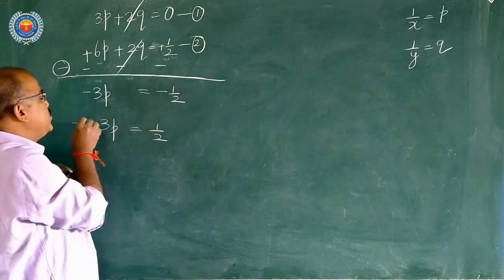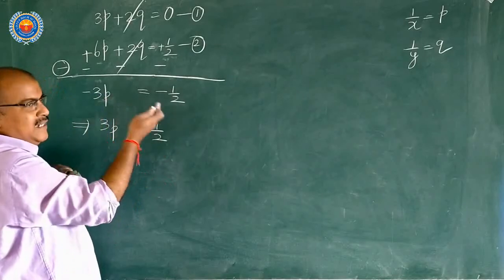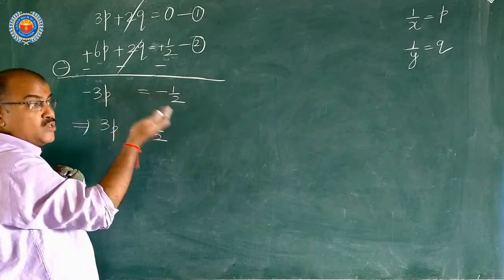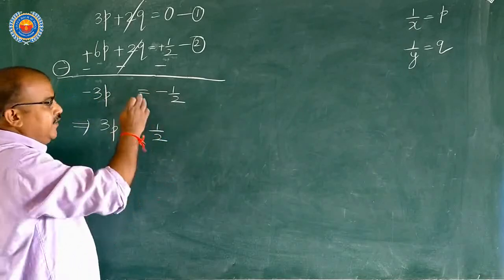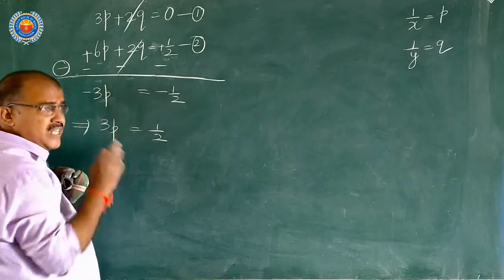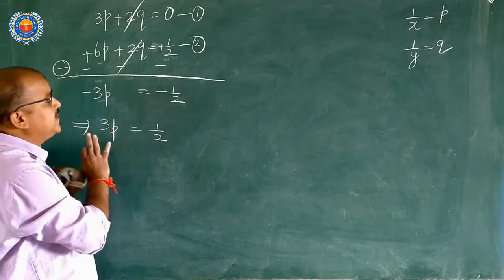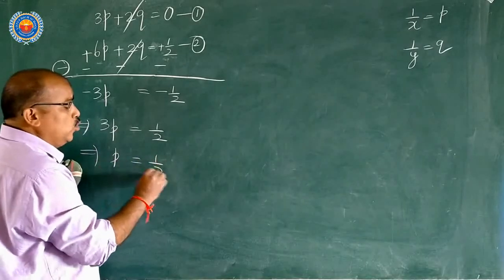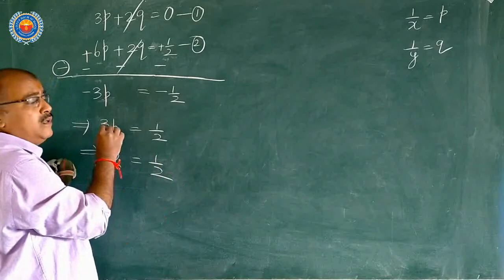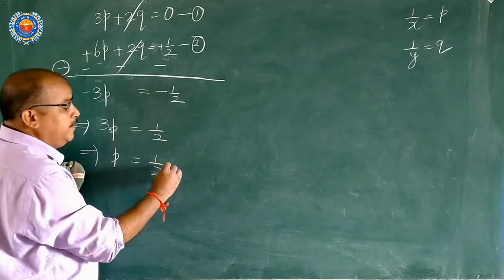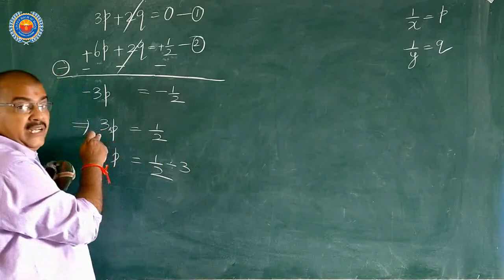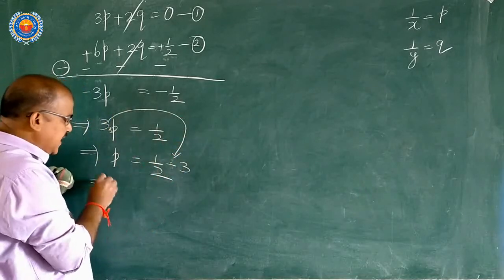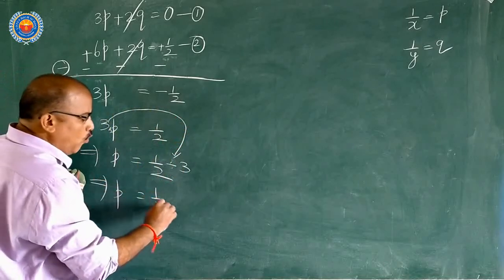Directly you can write 3p is equal to 1 by 2, because you can multiply with minus 1 on both sides. Even then you get the minus cancelled, but you have to do it like that. 3p is equal to 1 by 2. The 3 multiplying p will be transposed and divided by 3. So p is equal to 1 by 2 divided by 3.